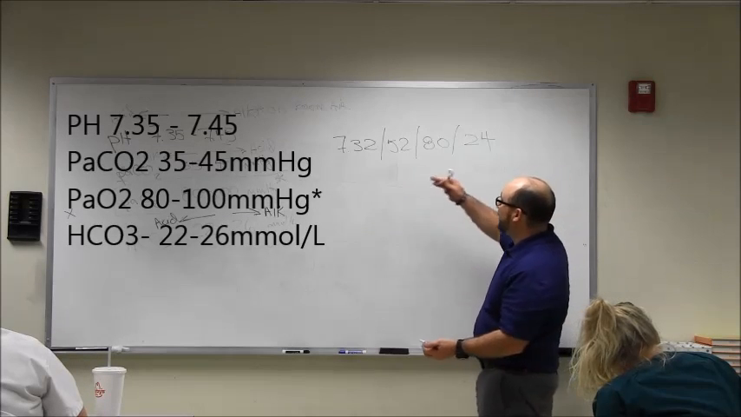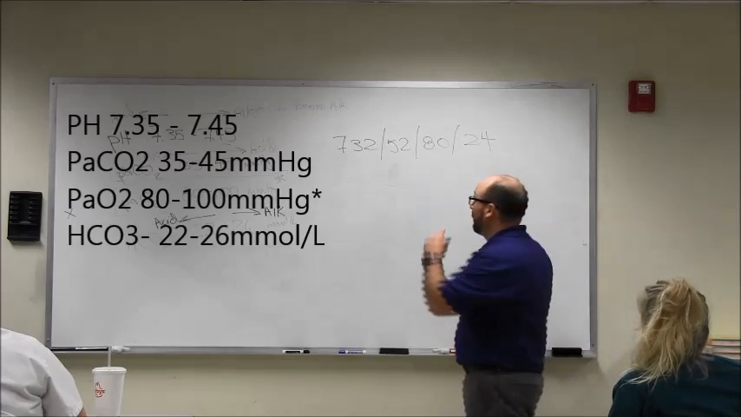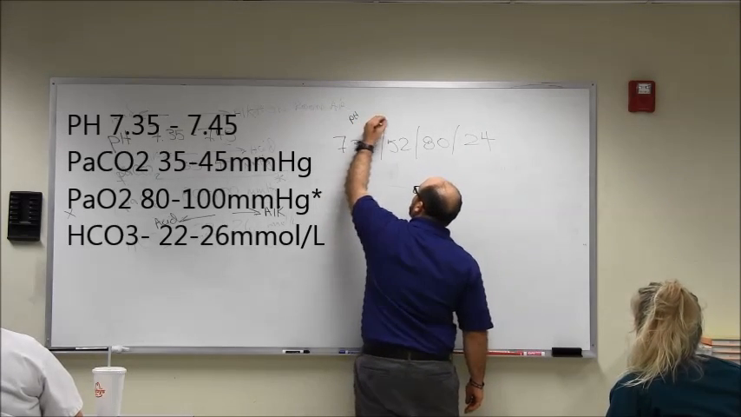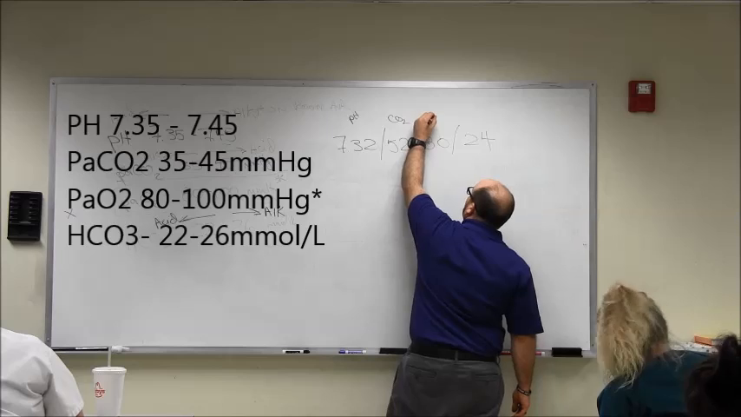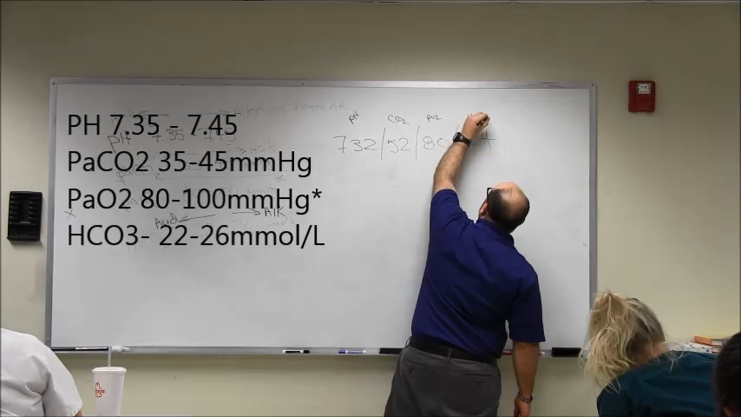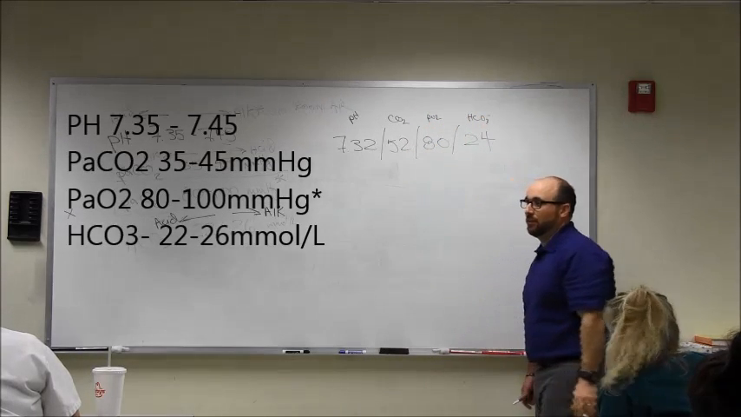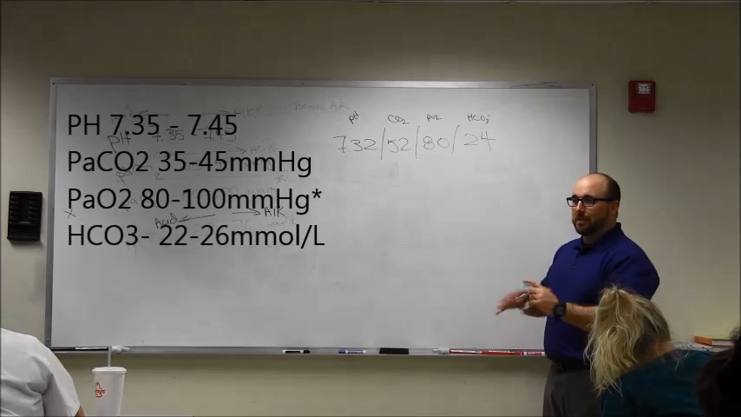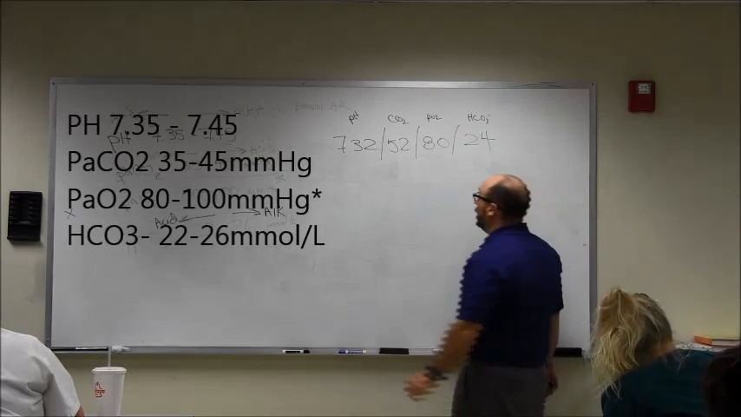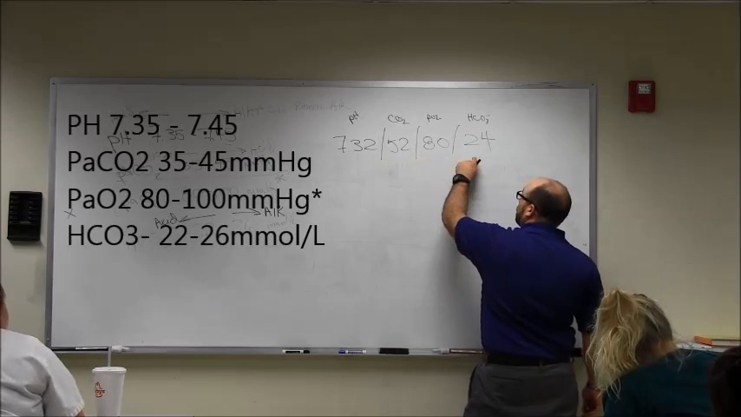And we put slashes between them. It's kind of a shorthand way of writing them. This is always pH, CO2, PO2, and bicarb. So this is the way we always give blood gases. They always come in that order. So don't ever mix those up because that will really throw stuff way off. But 732, 52, 80, and 24.